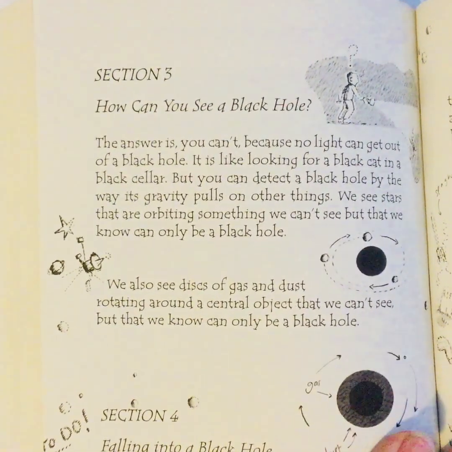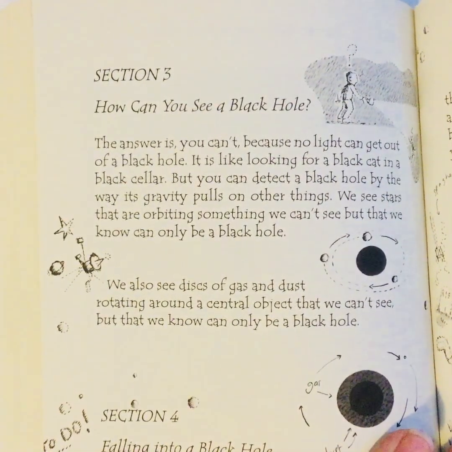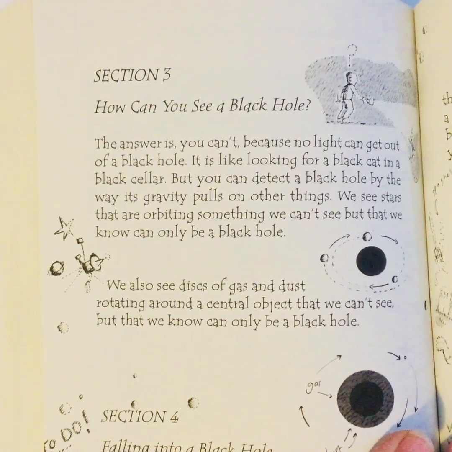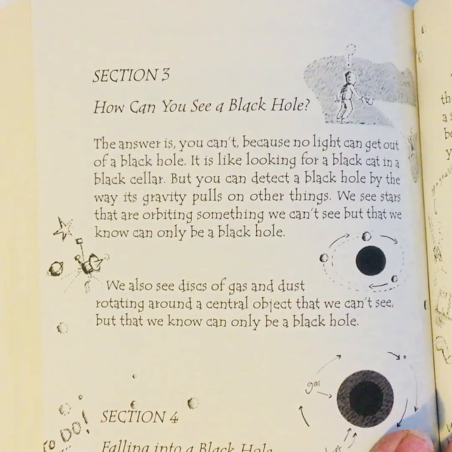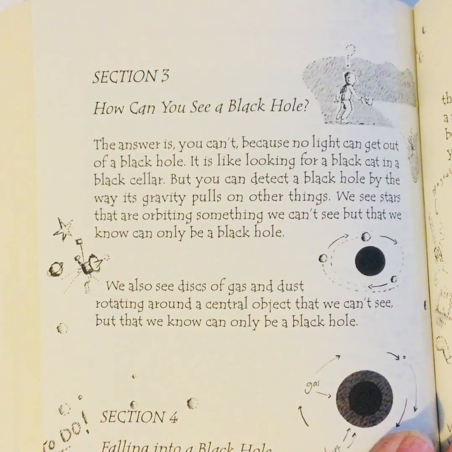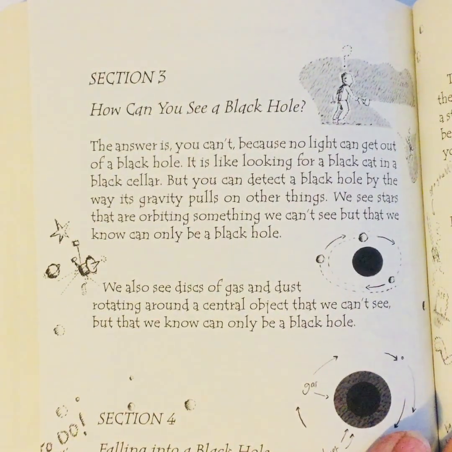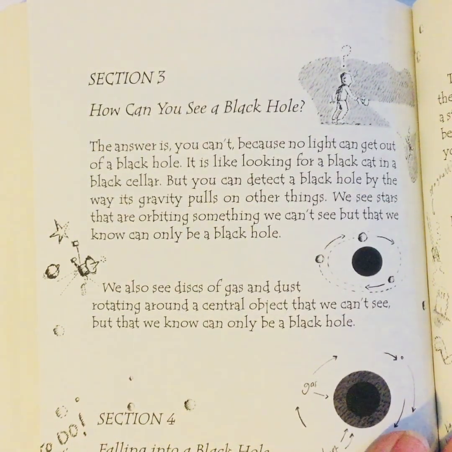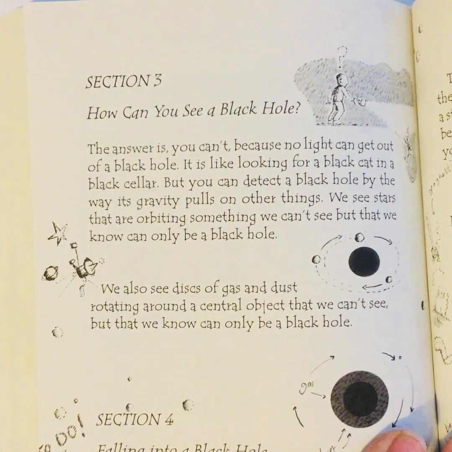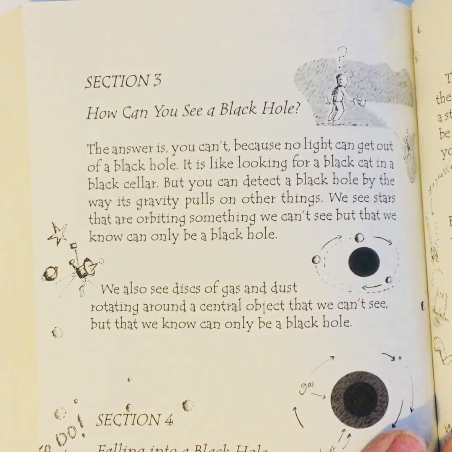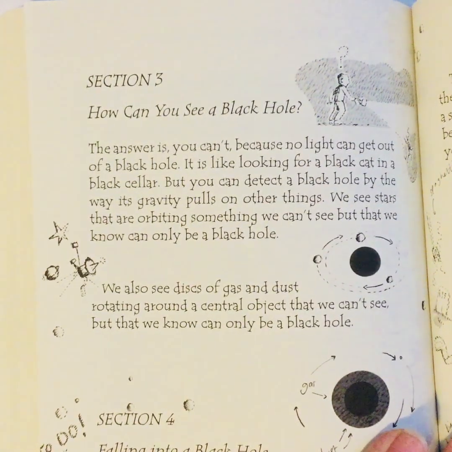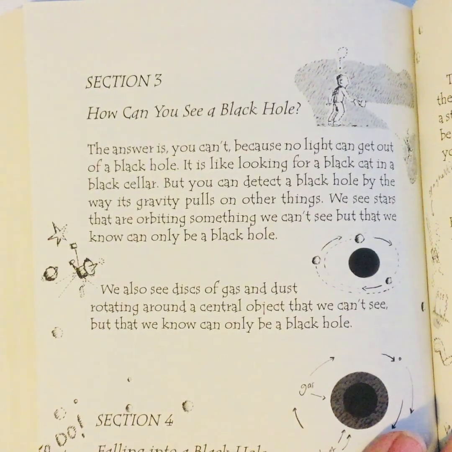Section 3. How can you see a black hole? The answer is you can't, because no light can get out of a black hole. It is like looking for a black cat in a black cellar, but you can detect a black hole by the way its gravity pulls on other things. We see stars that are orbiting something we can't see, but that we know can only be a black hole. We also see disks of gas and dust rotating around a central object that we can't see, but that we know can only be a black hole.